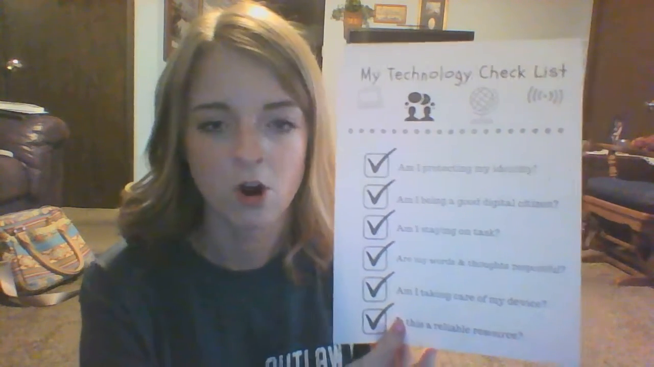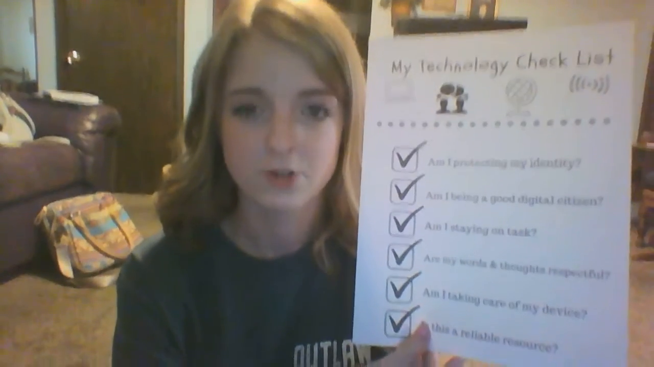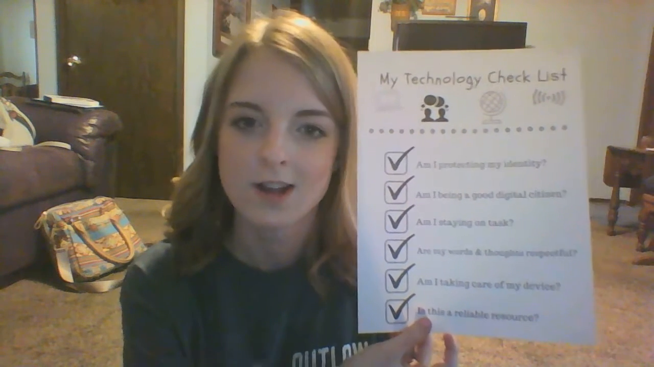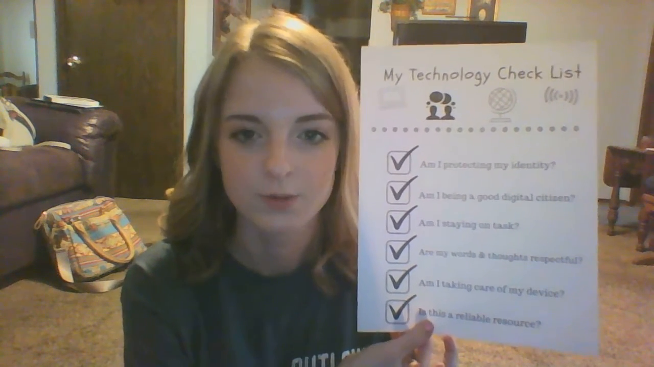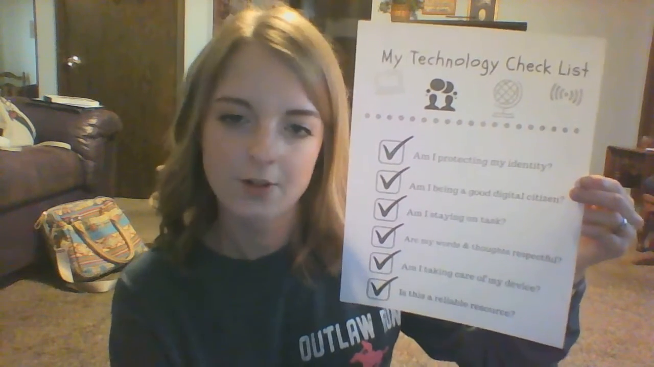Am I taking care of my device? Just to make sure that students don't harm the technology. If it's a computer, make sure they're not too rough with the keyboard, just things like that to go over. And then, is this a reliable resource? So for maybe the higher grades, 4th, 5th, 6th, to go over what is a reliable resource with your classroom, so they're not using Wikipedia or other resources like that. So those are my 2 checklists that I would use in my classroom.